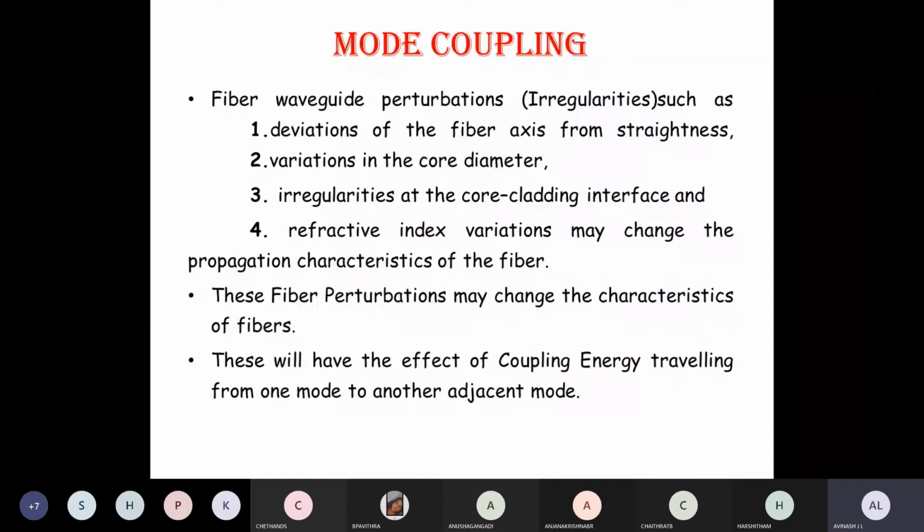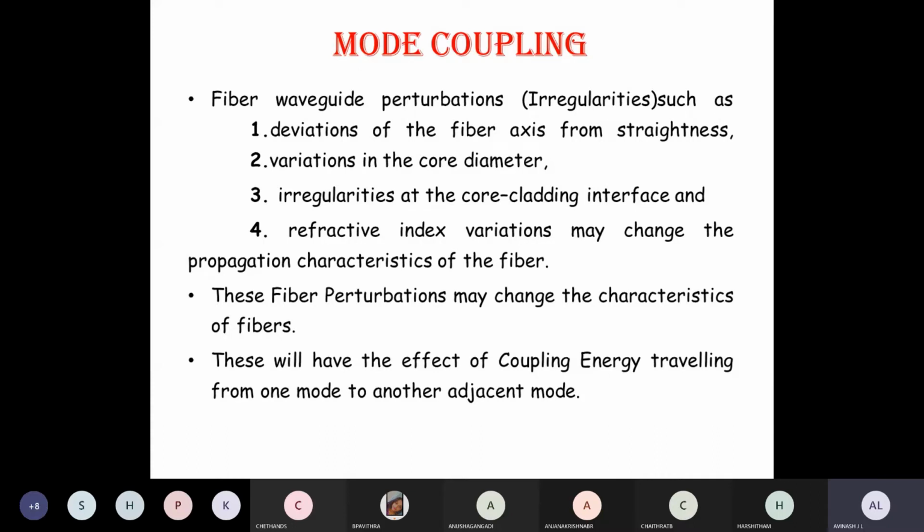So we understood that in a cylindrical waveguide, there will be two modes of propagation: transverse electric and transverse magnetic fields. After understanding that, we also understood that even our light will travel in the same fashion. After that, we understood mode coupling.